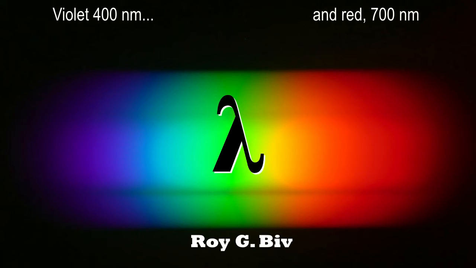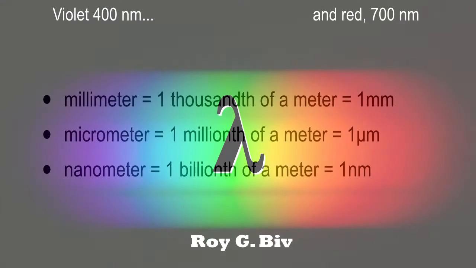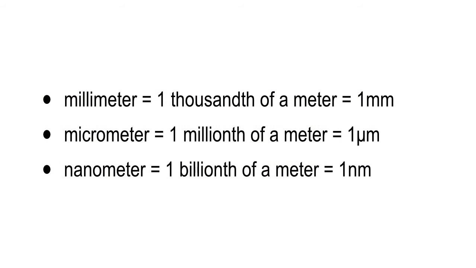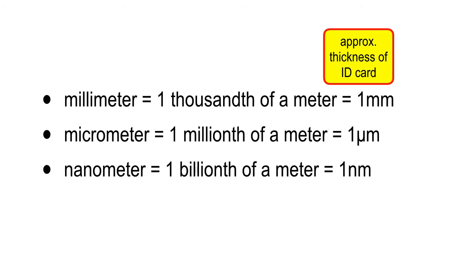So Roy G. Biv. Now you may be saying to yourself, Dr. B, this is really nice, but what the heck is a nanometer? I'm glad you asked that. Here's some specs. Millimeter, you've all seen that. That's a thousandth of a meter, 1 mm. That's about the width or the thickness of your ID card, your debit card.